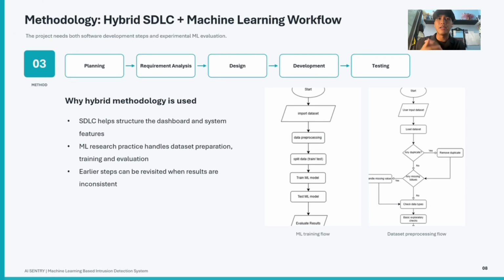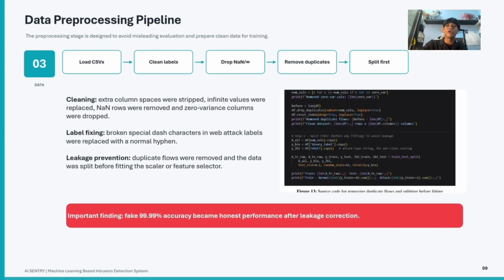This project uses a hybrid methodology that combines the software development life cycle with machine learning research activity. The hybrid method is useful because machine learning development is not always a straight process. When a problem is found, such as data leakage, I can return to the earlier stage, correct the pipeline, and train the model again. Now we go to the data preprocessing pipeline.